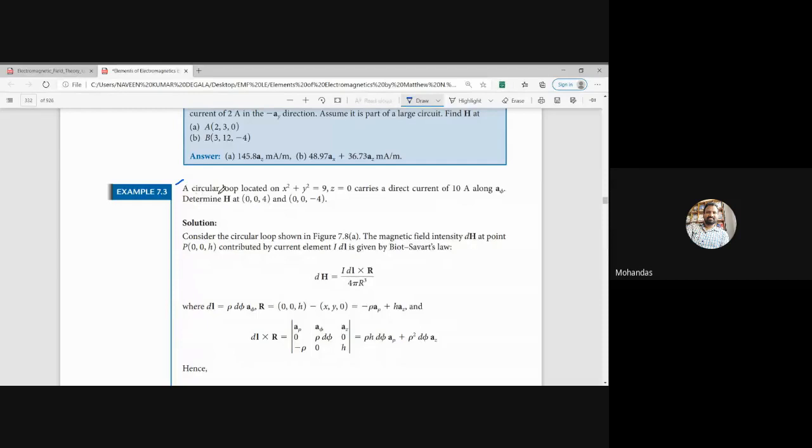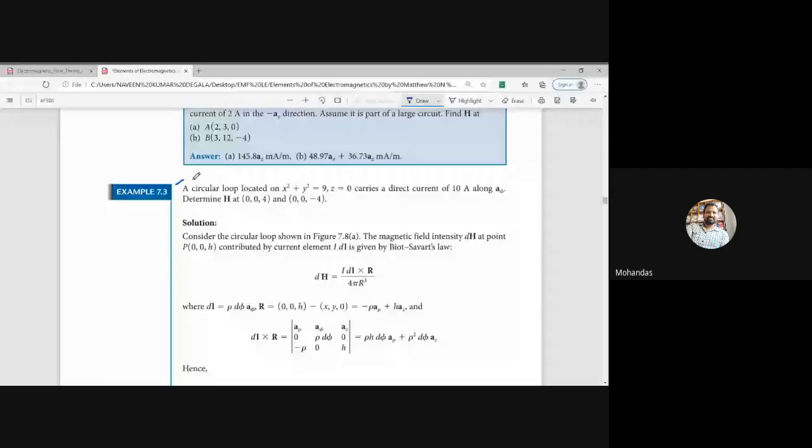Example 7.3. A circular loop located on x square plus y square equal to 9, z equal to 0, carries a direct current of 10 amperes along the phi direction. Determine H, the magnetic field intensity, at the field point (0, 0, 4), and this is another field point. Okay, note down this problem.